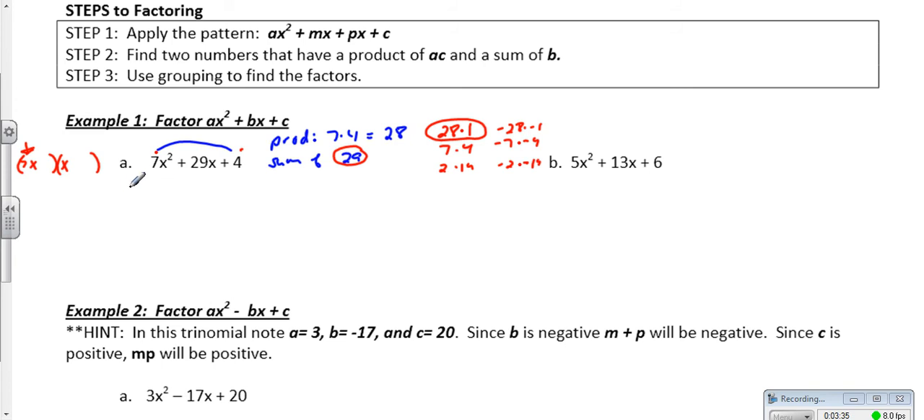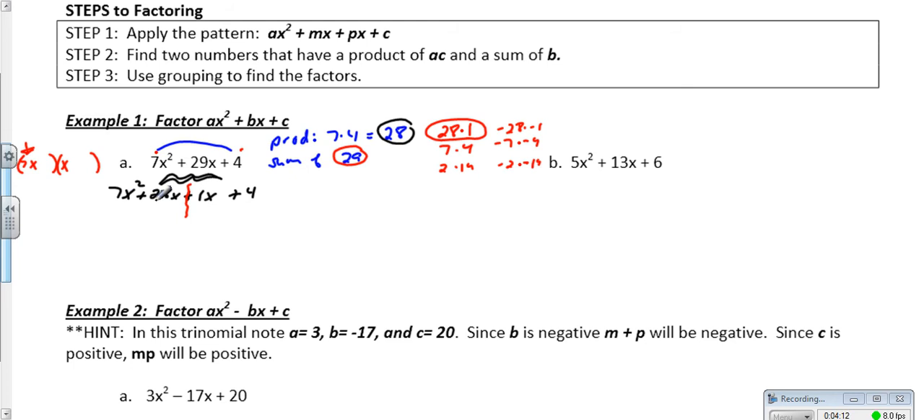The next step is to rewrite this trinomial with 4 terms. We're going to write it this way: 7x squared, and we're going to rewrite 29x as plus 28x, plus 1x, and then plus 4. So I just rewrote 29x with those two numbers. Those 28 and 1 add up to 29, and they're also factors of 28. Now what this allows us to do is go to our factoring by grouping.